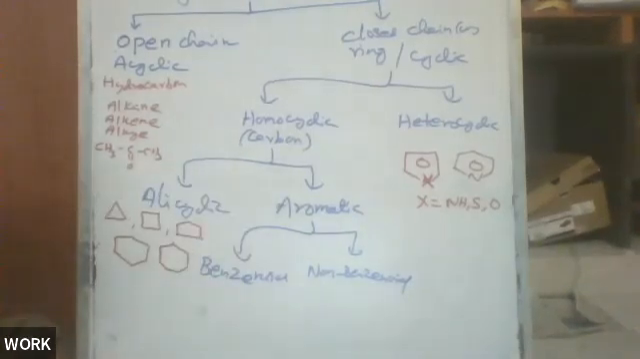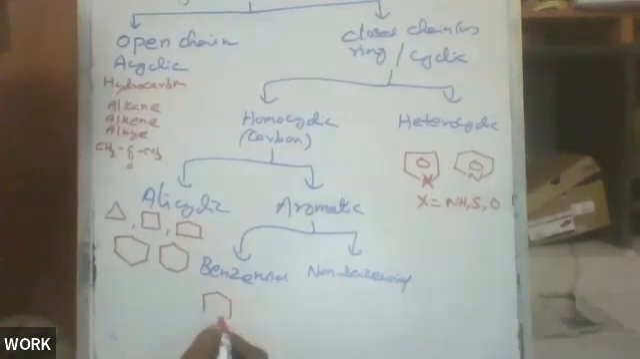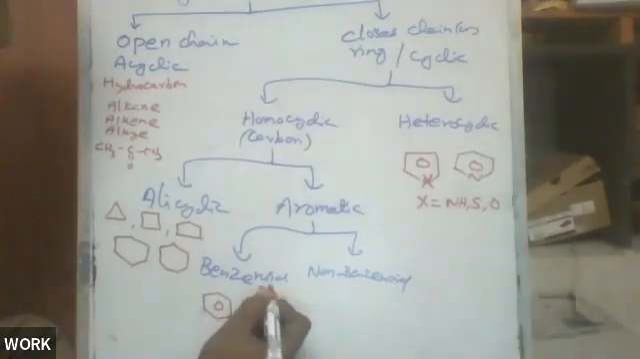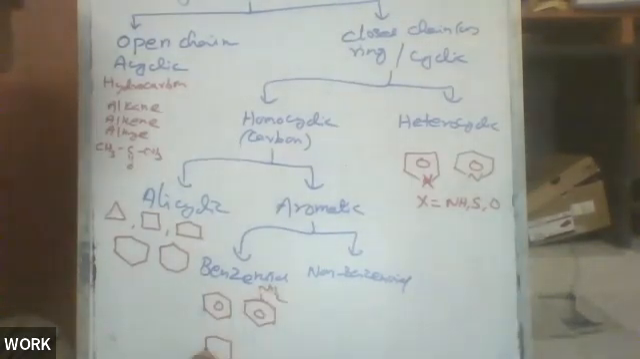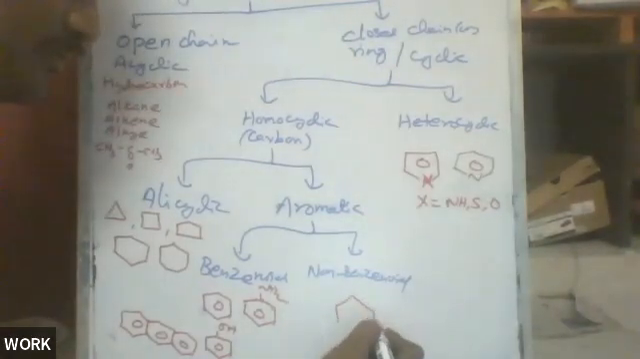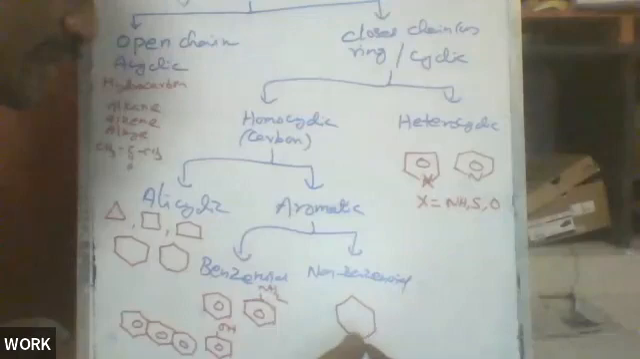And the aromatic compounds are benzenoid compound and non-benzenoid compound. Benzenoid compound means which will contain the benzene ring. This is called benzene. When you have benzene-like structures, the compounds aniline, phenol, anthracene, these are examples of benzenoid compounds. Non-benzenoid compound means it will be like benzene, but it is not benzene. It's a type of benzene.